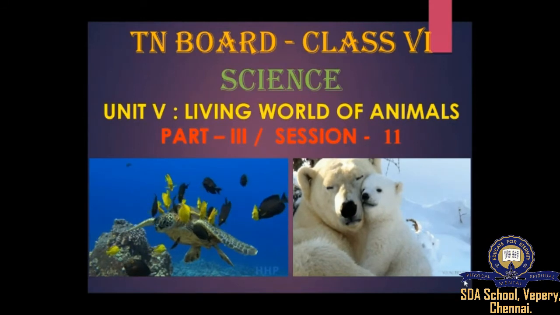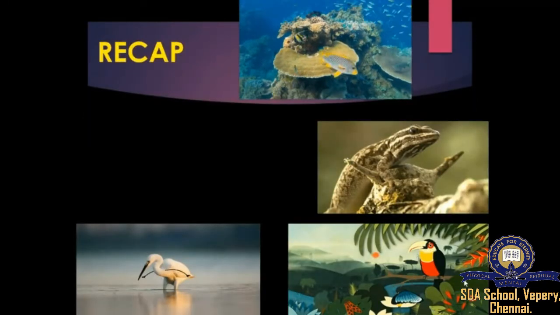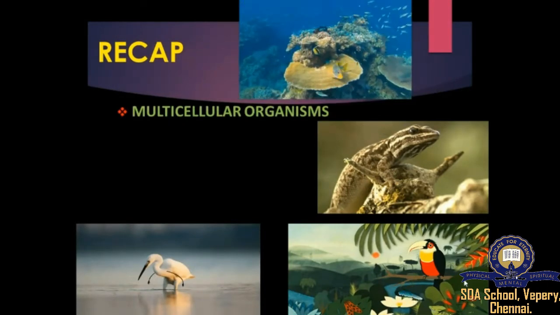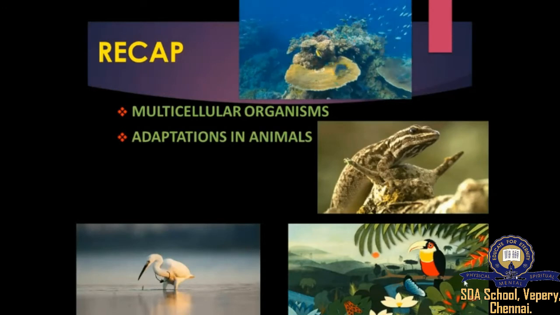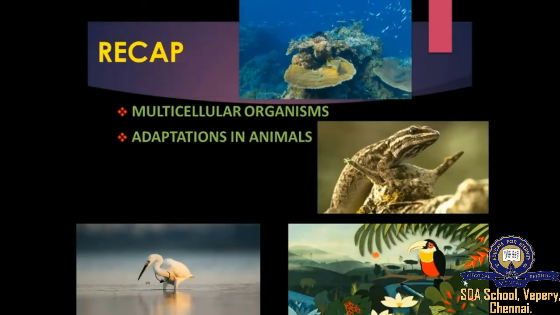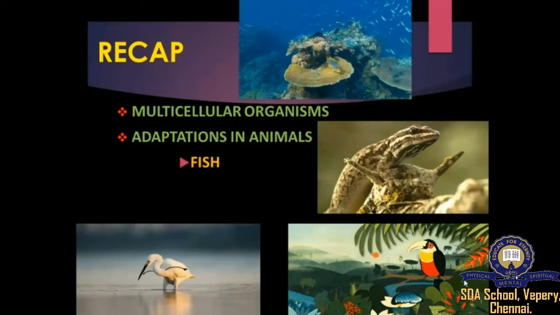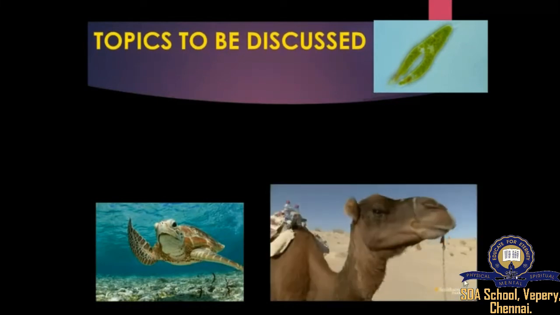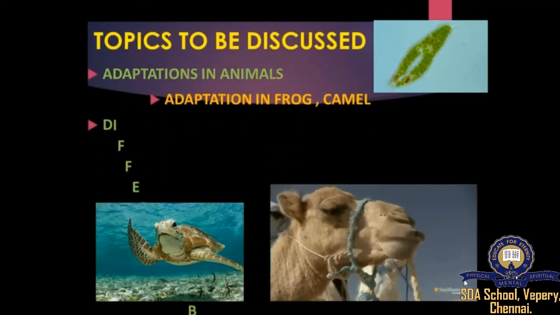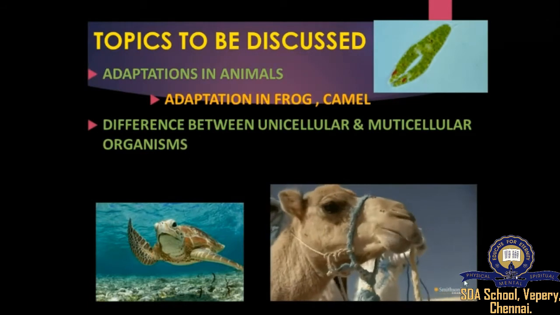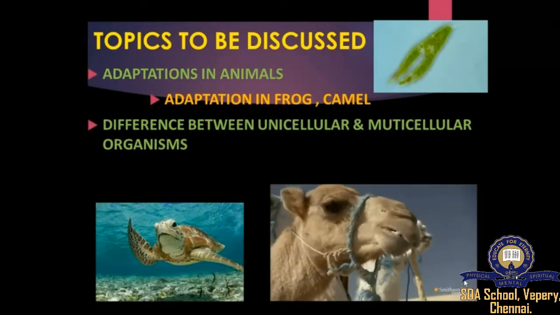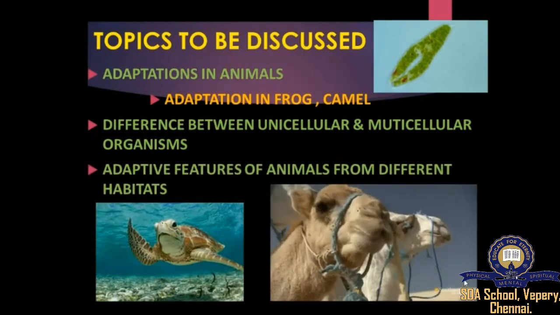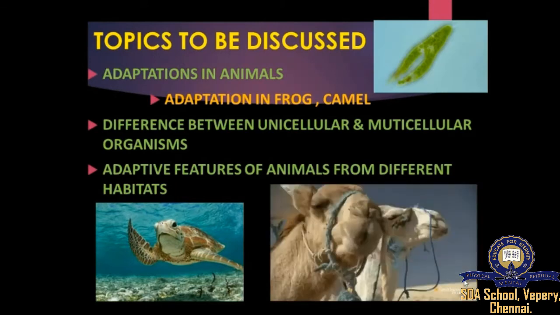Before we move on to today's class, we'll have a recap of what we learned in the previous class. First we looked into multicellular organisms, and then we moved on to the adaptations in animals. In adaptations in animals, we saw fish, lizard and birds. In today's class you'll be learning about adaptation in frog and camel. Then we'll move to the difference between unicellular and multicellular organisms, and at last we'll look into the adaptive features of animals from different habitats.